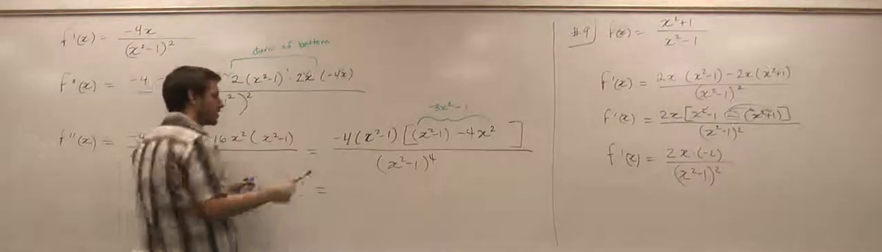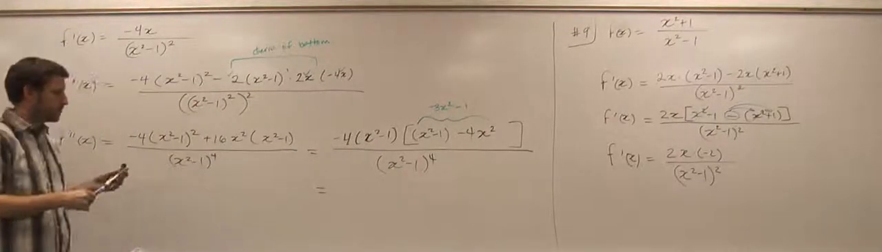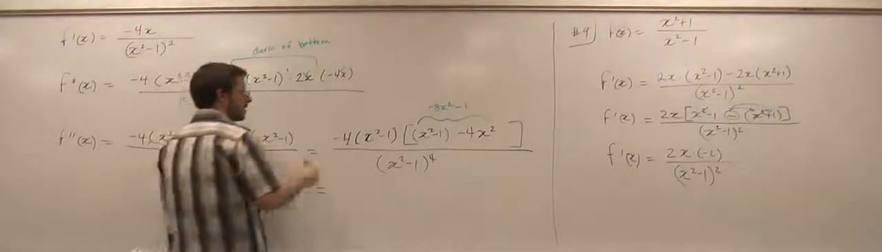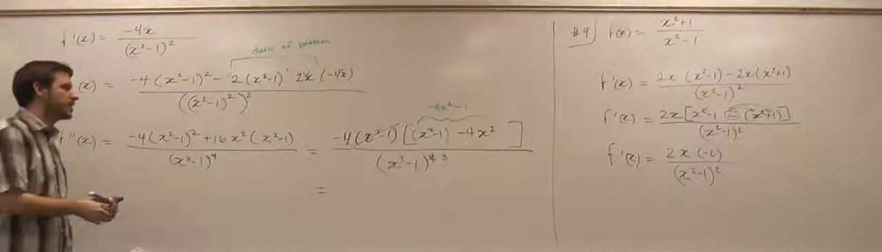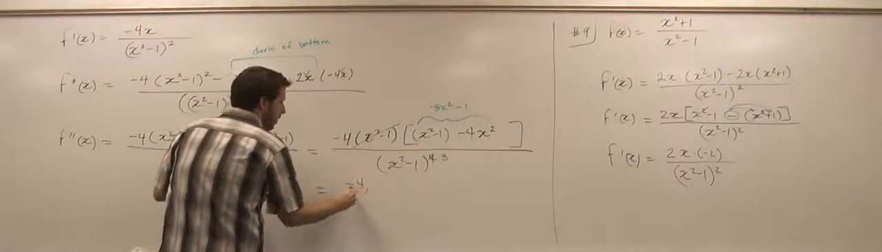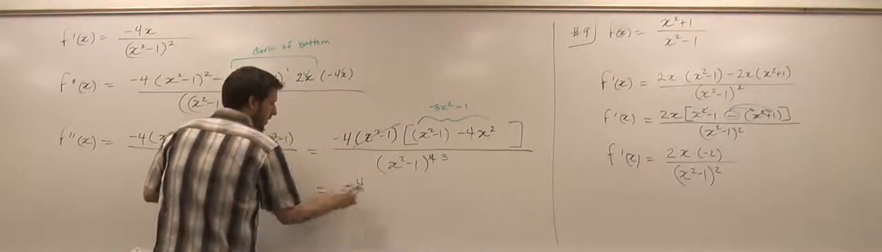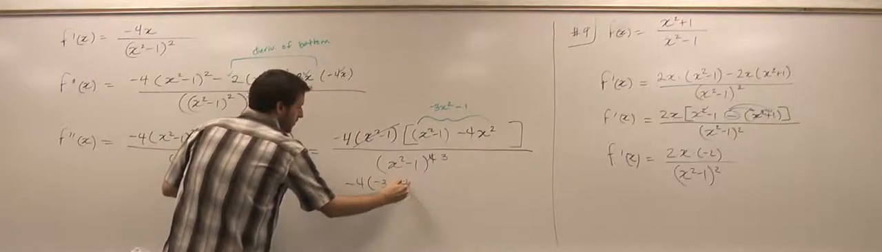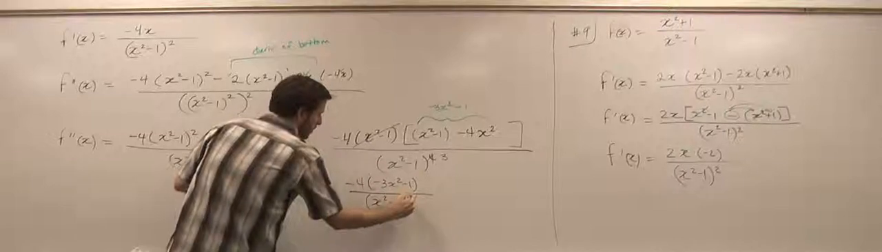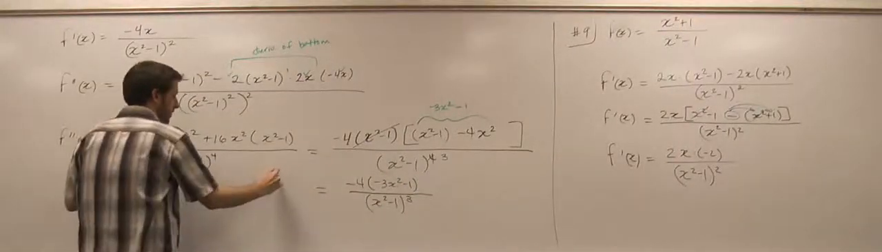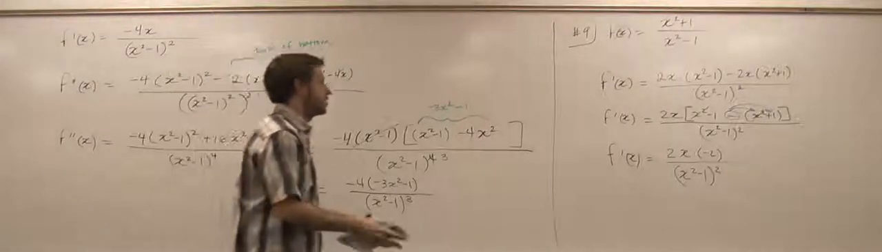And then also I have an x squared minus 1 on top, and x squared minus 1 on bottom. So what do you think? So get rid of this and make this a 3. Yep. So altogether my second derivative will be negative 4 times (12x squared plus 3x squared minus 1) over (x squared minus 1) cubed. This is my second derivative.